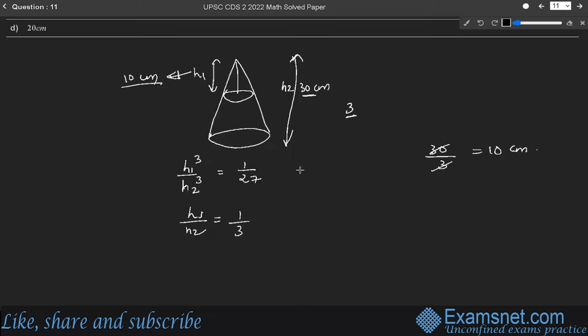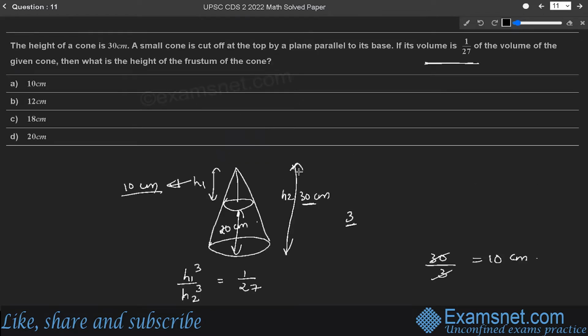Since h1 is 10 centimeter and this whole is 30 centimeter, means the remaining will be 20. The remaining height of the cone will be 20. And this is what the question asks. So the correct option here is option number D, which is 20 centimeter. I hope it is clear to you.